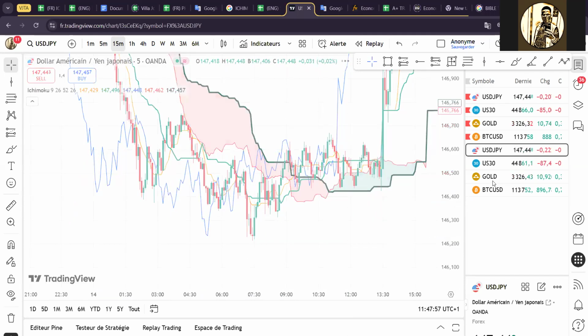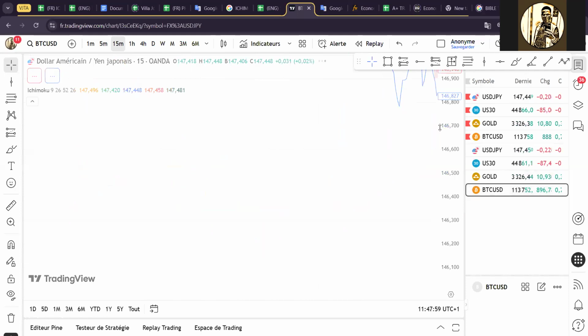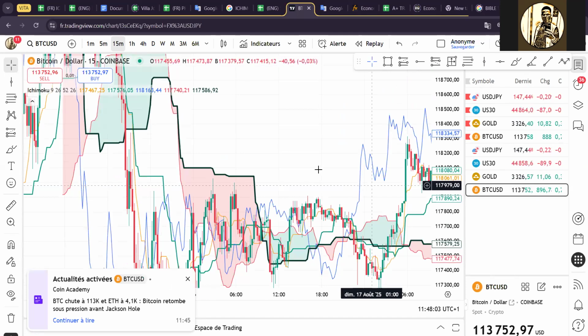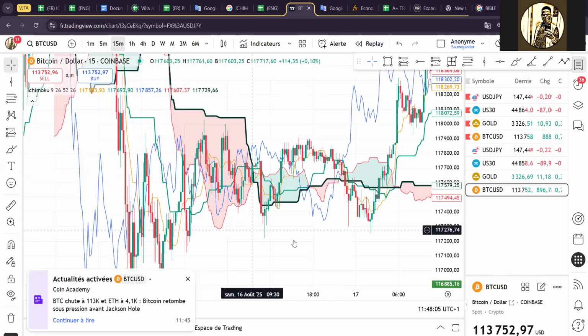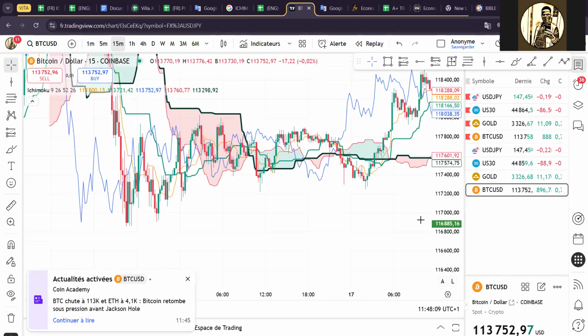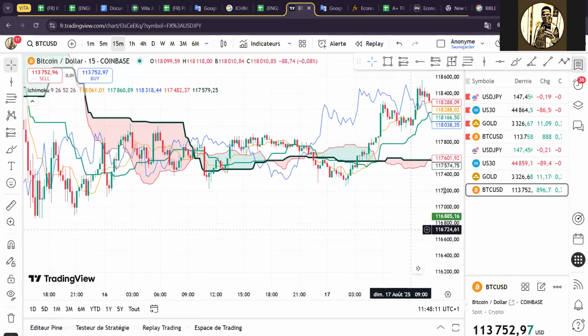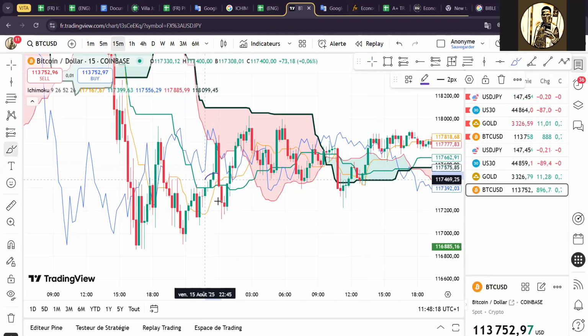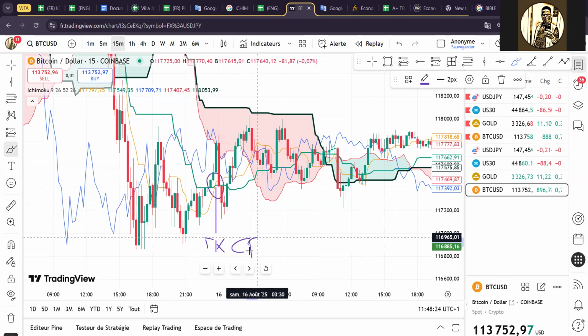Okay, let us look at it in 5 minutes and 15 minutes on Bitcoin. Okay, this is a good example. What do we see here? This is a TK cross before the cloud, right? This is a TK cross before the cloud.